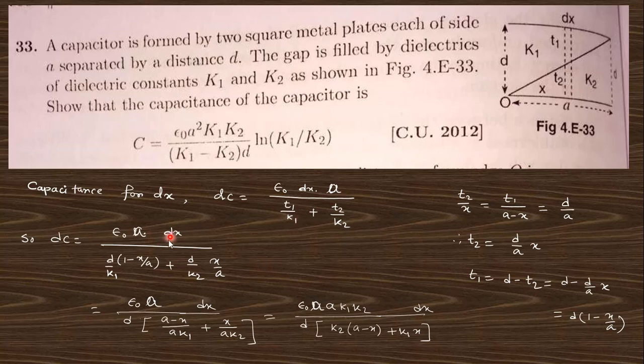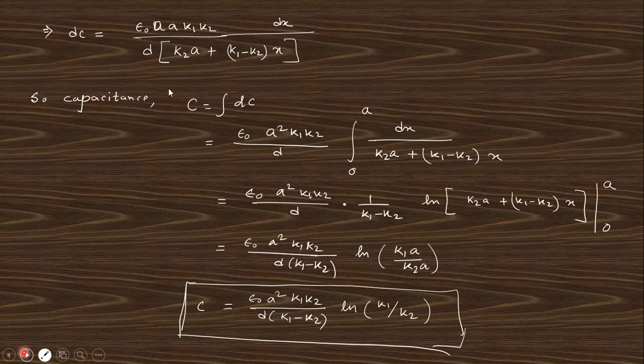So put these values of t1 and t2 here, and after rearranging and integrating over x from 0 to a, you will finally get this equation. Okay, this calculation you must do yourself. If there is any doubt, any problem, any query, you must comment in the comment box. Next question.